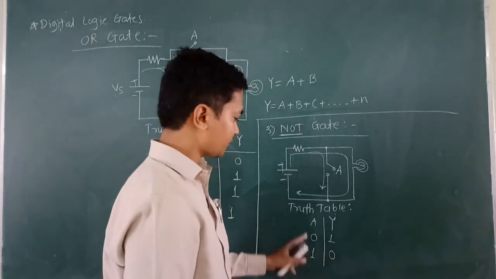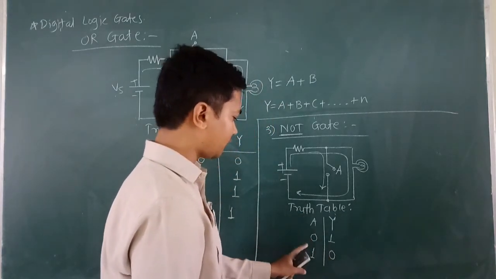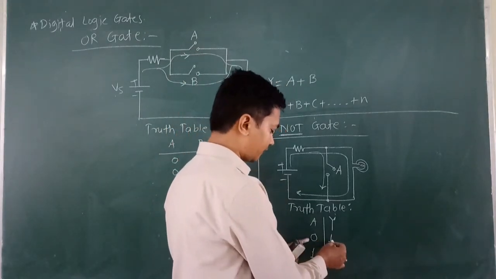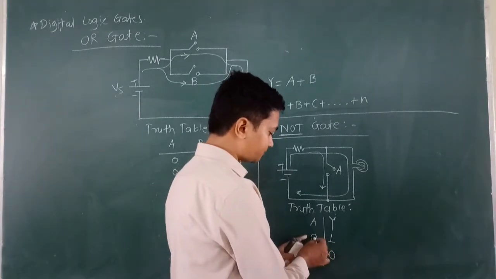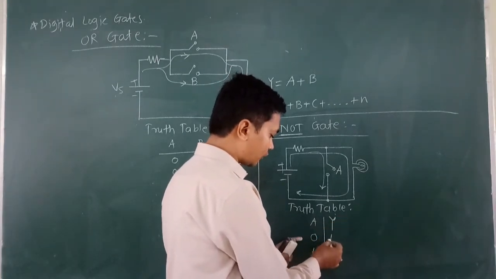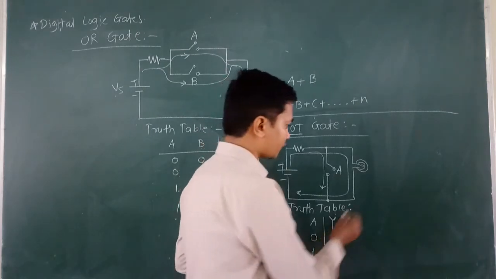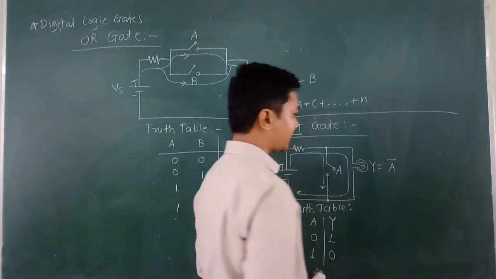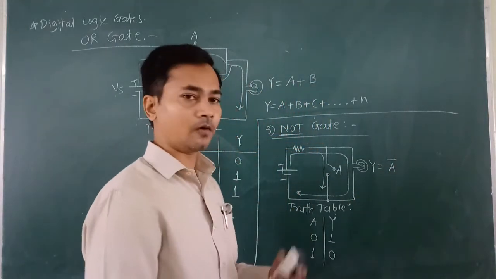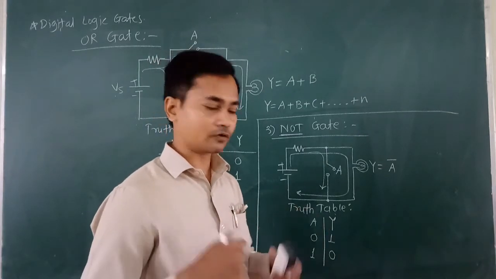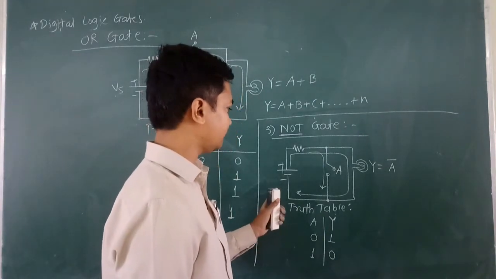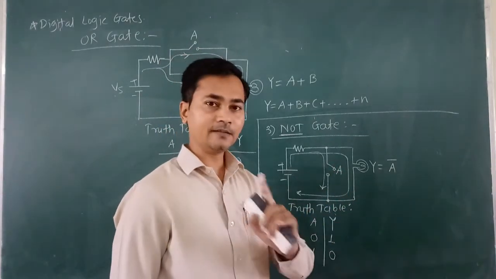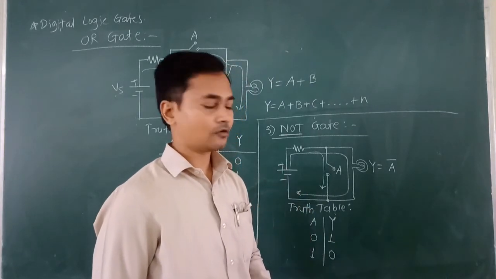So this is the truth table of NOT gate, and from this truth table we can write the equation. Here when input is 0, output is 1, but when input is 1, output is 0. So the output is the complement of input. So here I can write Y equals A bar. Bar indicates the complement of input. So you cannot have multiple inputs for a NOT gate. The NOT gate has only one input and only one output.